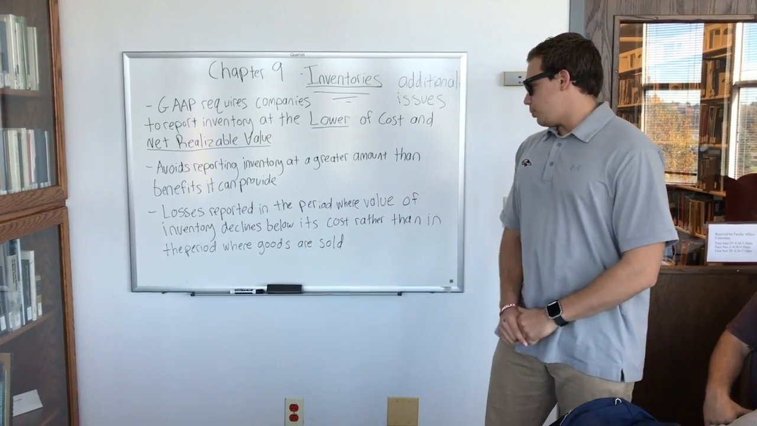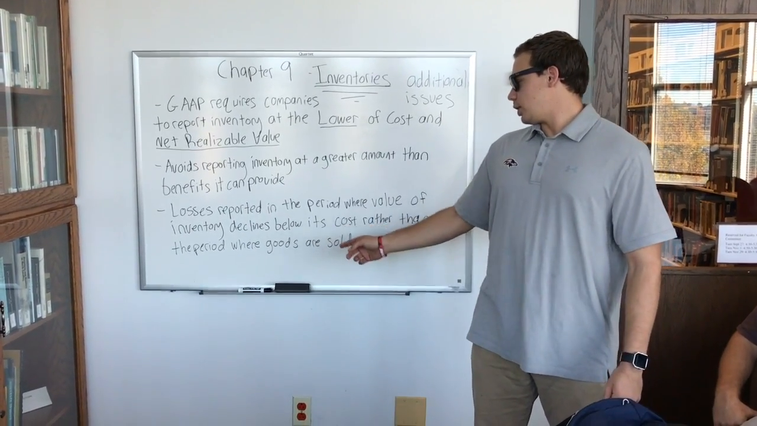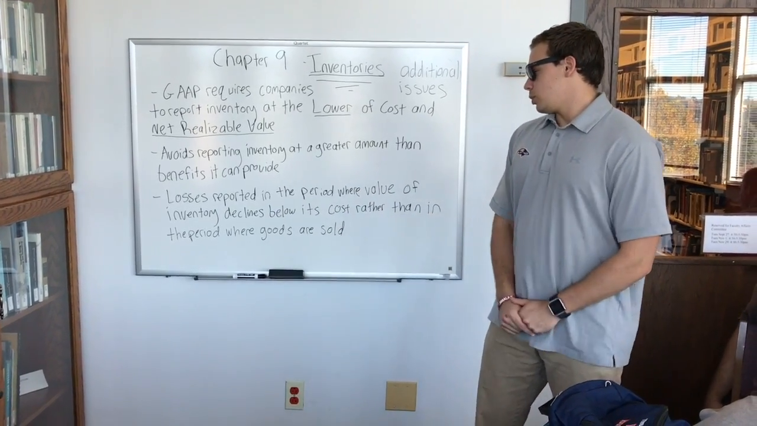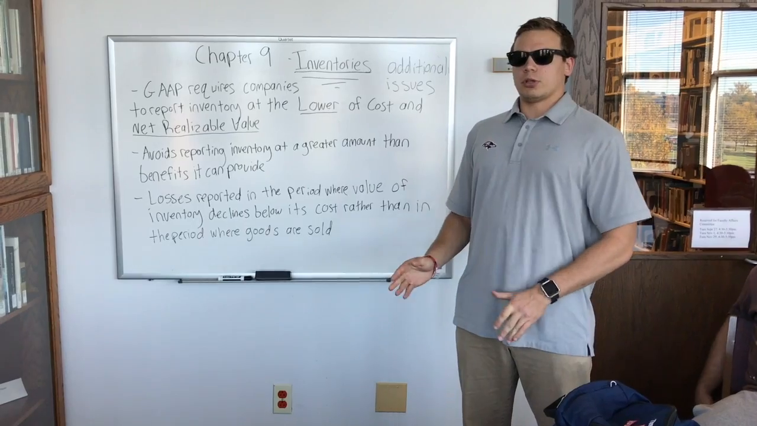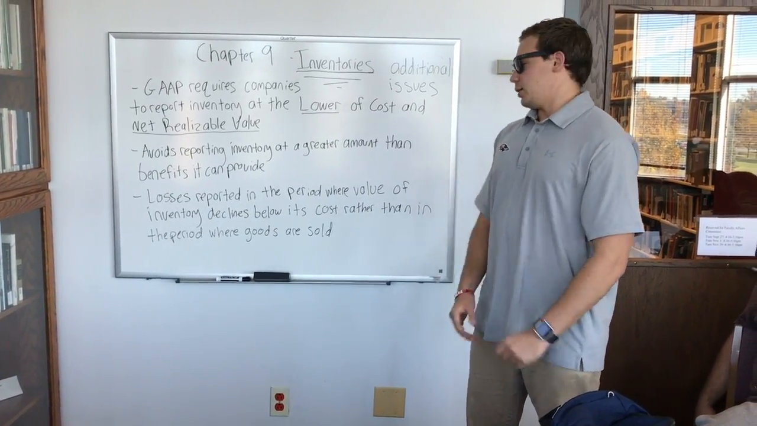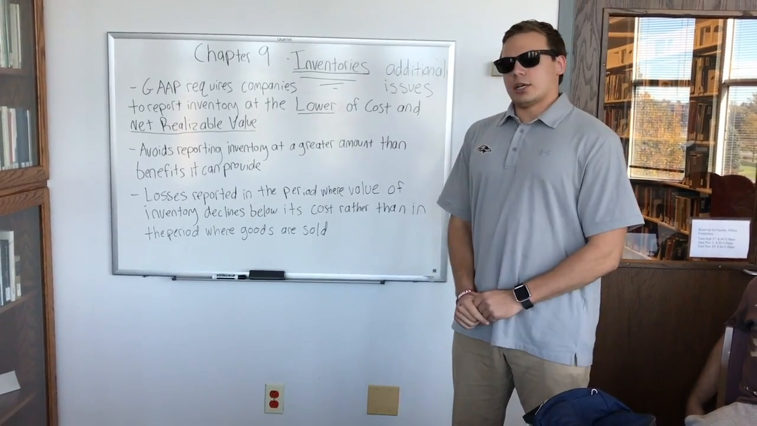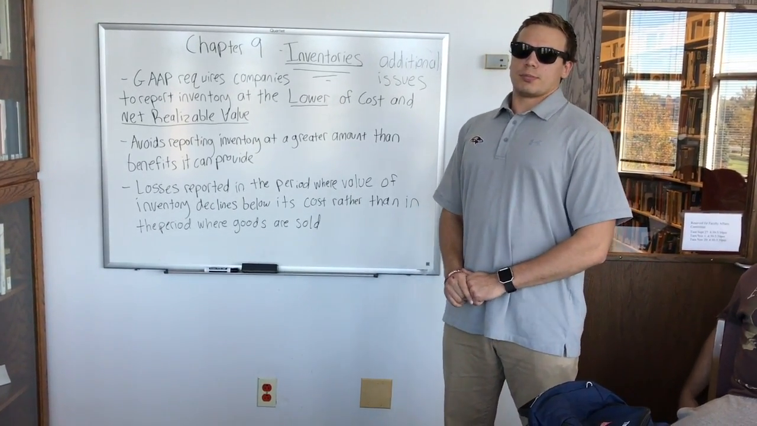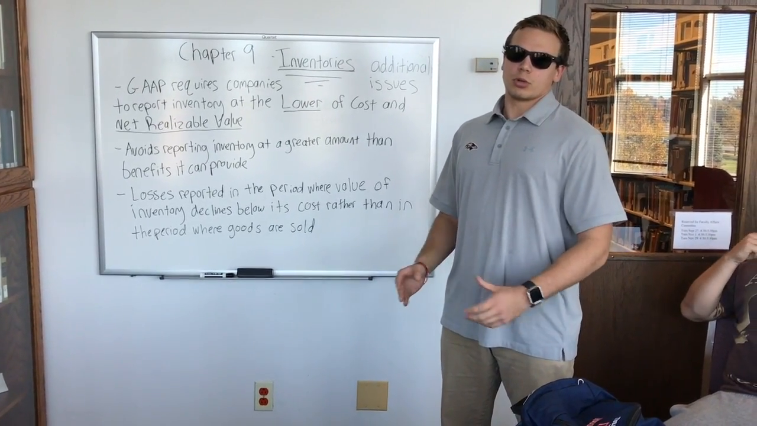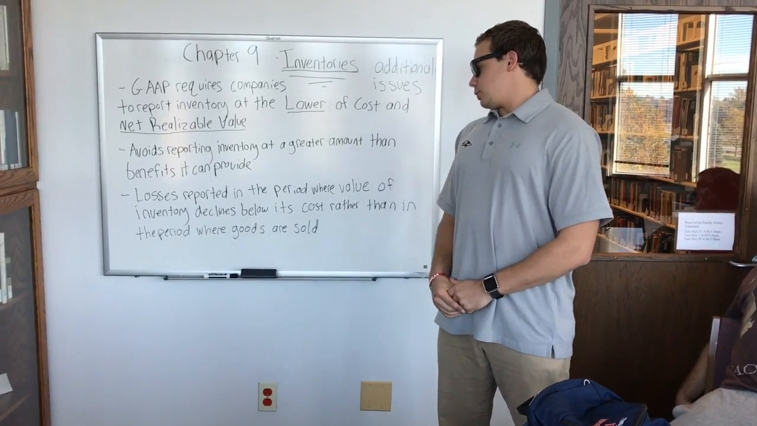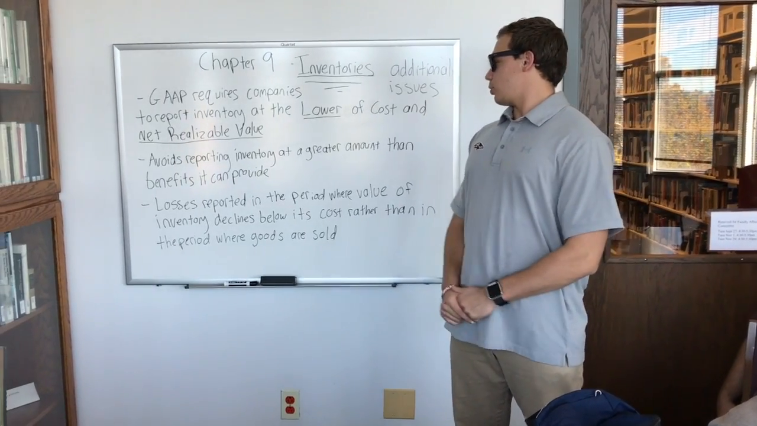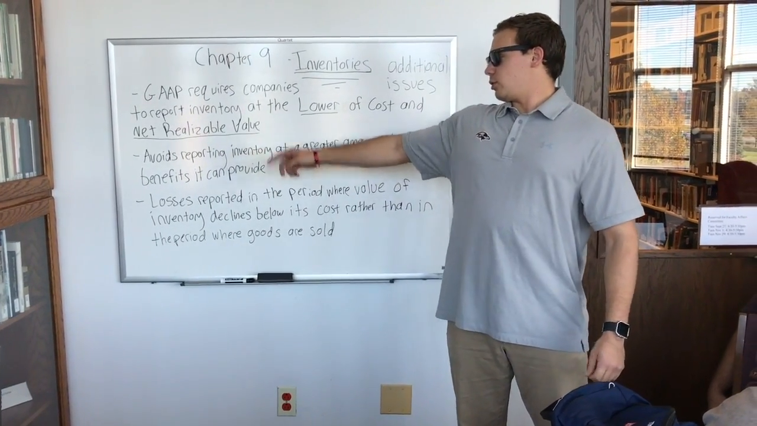Losses are reported in the period where the value of inventory declined below its cost, rather than in the period where goods are sold. So that means the inventory is reported in the period before goods are actually sold in the market. This has critics because your numbers could say that you didn't make as much money as you really made, or your costs were too high compared to your real costs. But it's the GAAP principle, so it's what we have to follow. In the next lesson, we're going to learn about what net realizable value is.